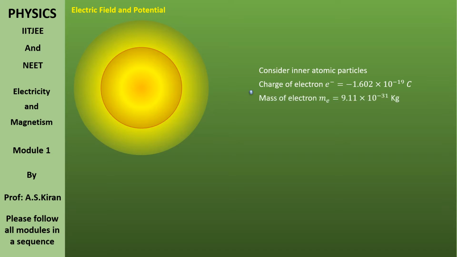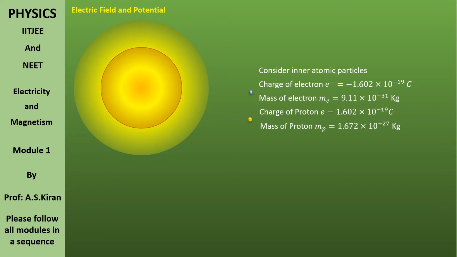Mass of electron is 9.11 into 10 power minus 31 kgs. Charge of proton is 1.602 into 10 power minus 19 coulombs. Able to observe that charge of electron and the charge of proton, they both are same in magnitude, but they are opposite in nature. Charge of electron is negative, charge of proton is positive.